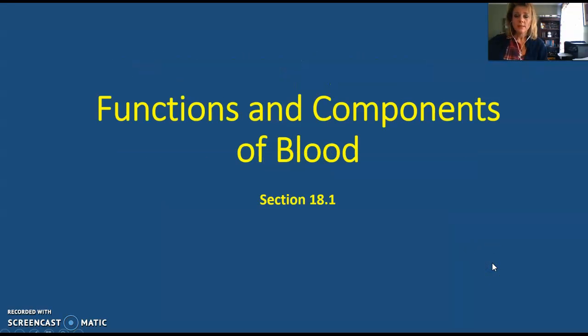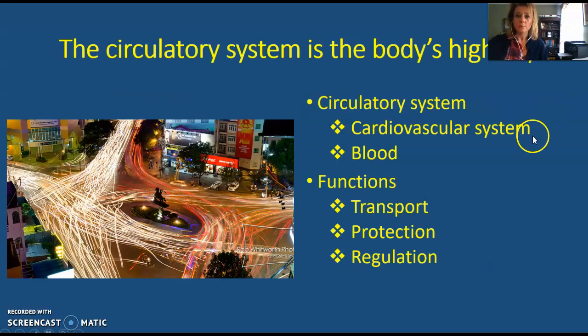All right, so let's take a look today at the functions and at the components of blood. So blood is going to be carried throughout the body by the circulatory system, which is basically a pipeline of blood vessels. The functions of the blood are to transport things like oxygen and nutrients to the cells of the body and to transport waste products away from the tissues of the body. It's going to offer some protection. That's what we're going to talk about when we talk about immunity and also regulation.